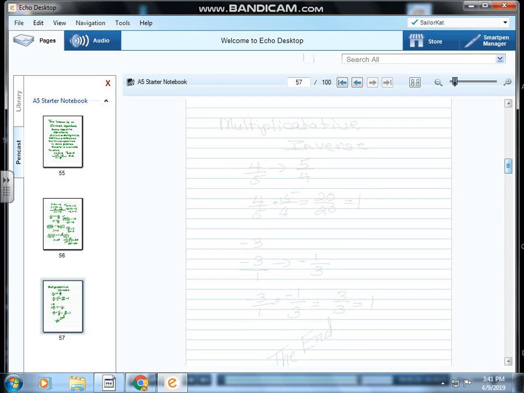So what we just did is called the multiplicative inverse. You're going to have to remember this terminology. What it means is that if you have a fraction and you flip it, the product of those two numbers will equal 1.